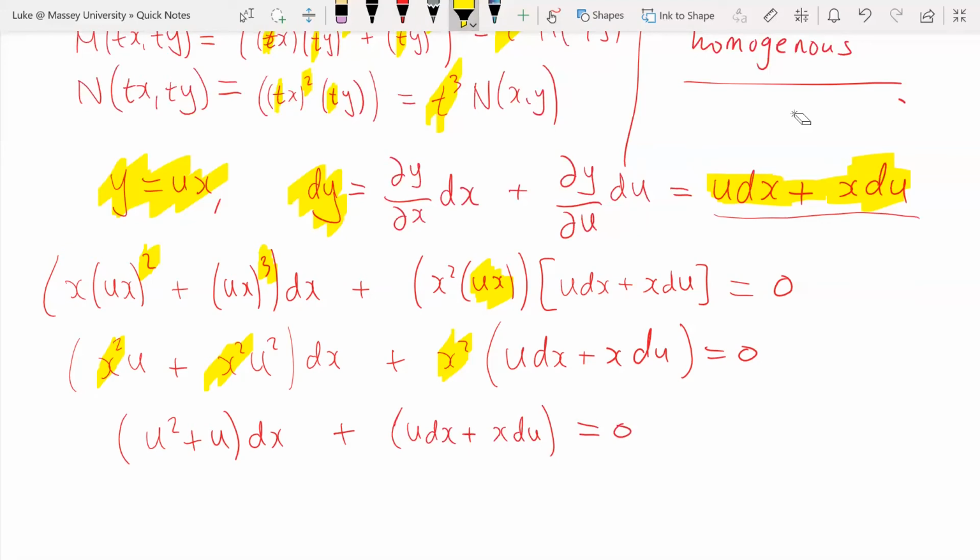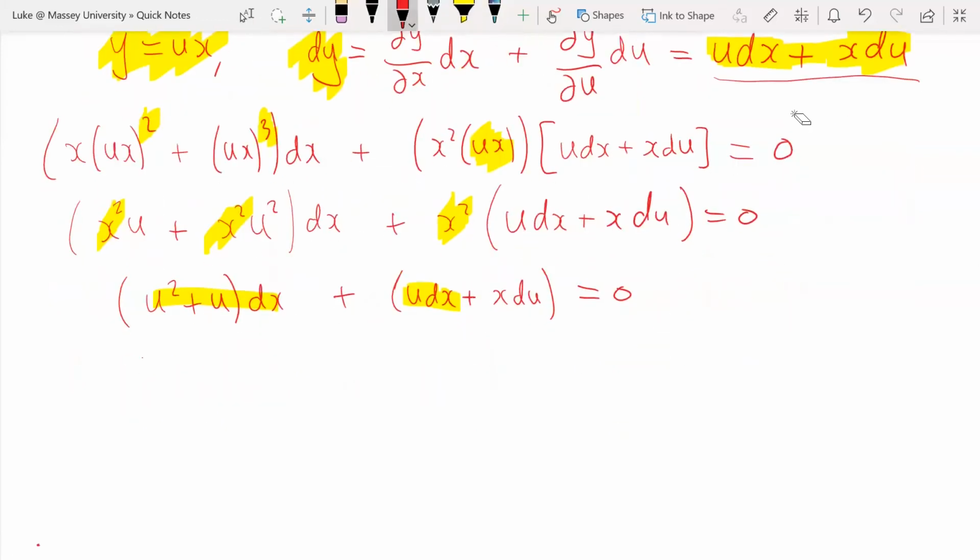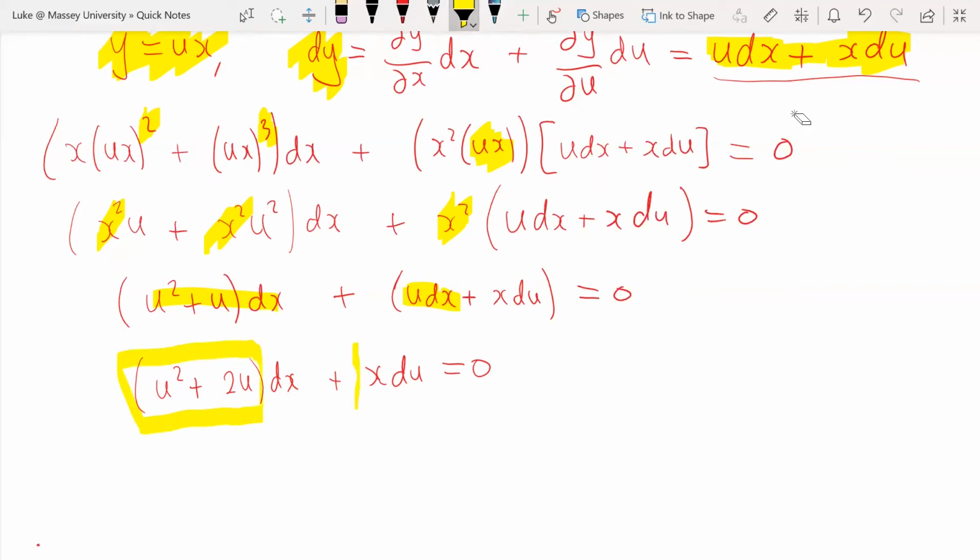Okay, and now I can combine these dx terms to be written like so. So I get (u squared plus 2u) dx plus x times du equals 0. Alright, so hopefully you can see that this equation is in fact separable. So what I'm going to do is divide through by both of these terms that I've highlighted here. So if I do that, then I get dx over x plus du over (u squared plus 2u).